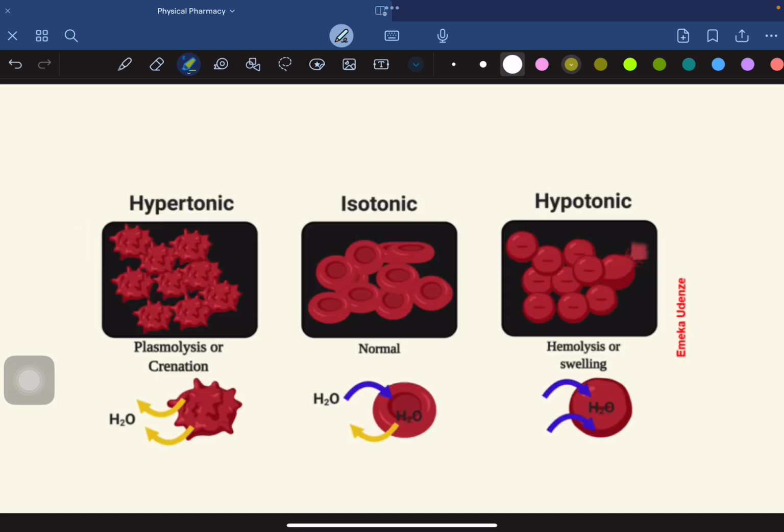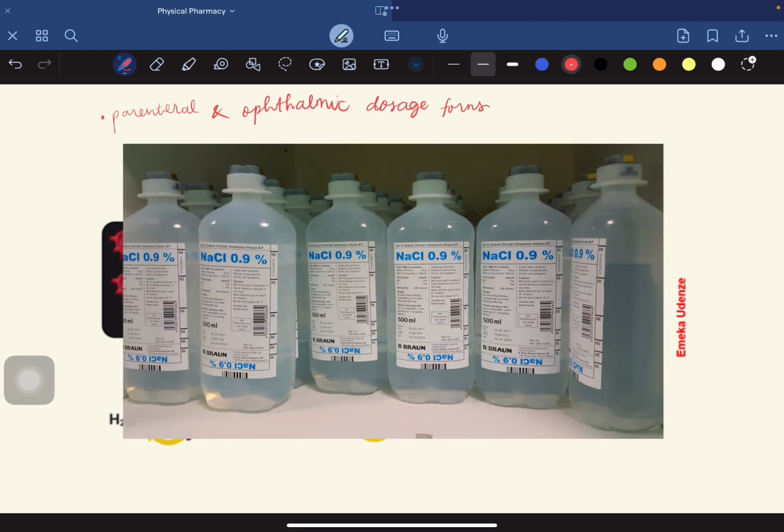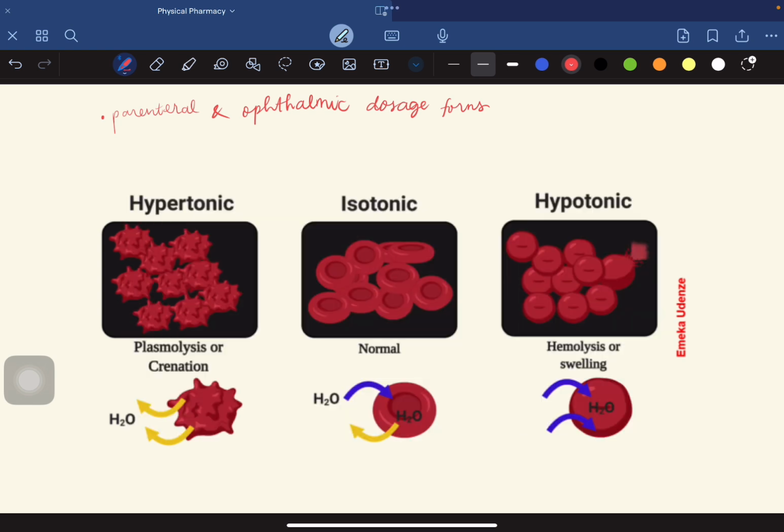So when we talk about isotonic solutions, we are usually referring to parenteral and ophthalmic dosage forms. Bakit? Because our red blood cells will be affected kapag hindi isotonic yung fluid that would be administered. So usually you can see isotonic saline sa mga pharmacy and they are at 0.9%, meaning that for every 100 ml of fluid, there is 0.9 grams of sodium chloride.